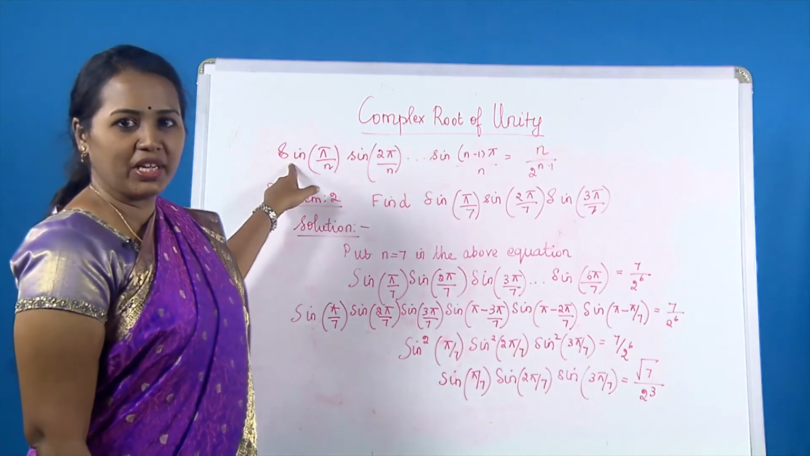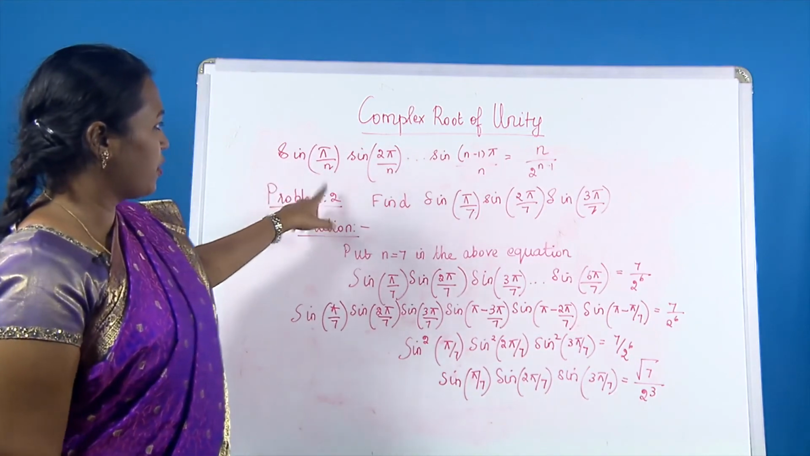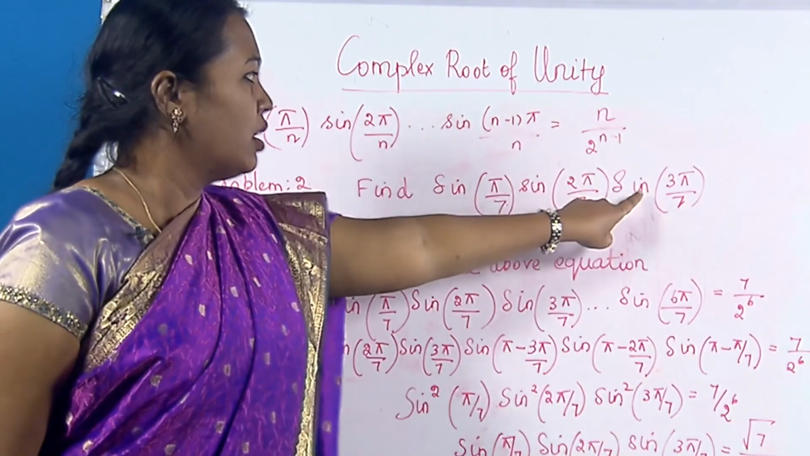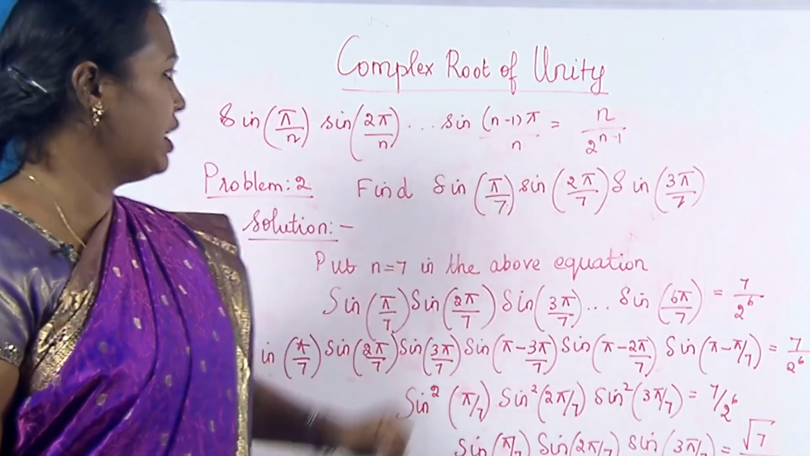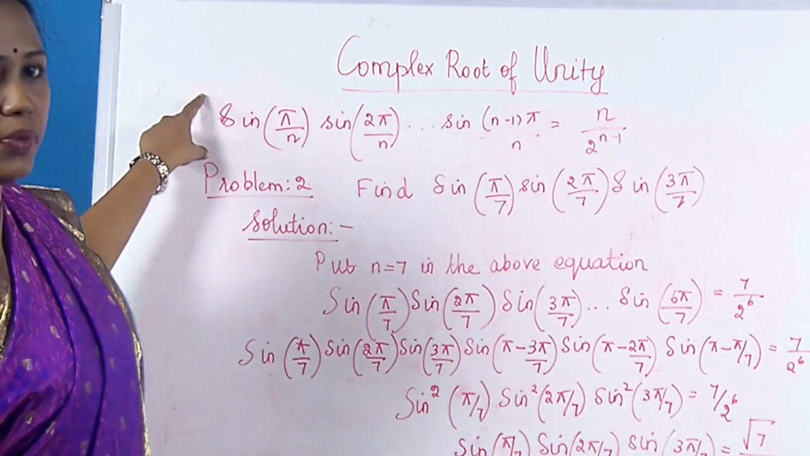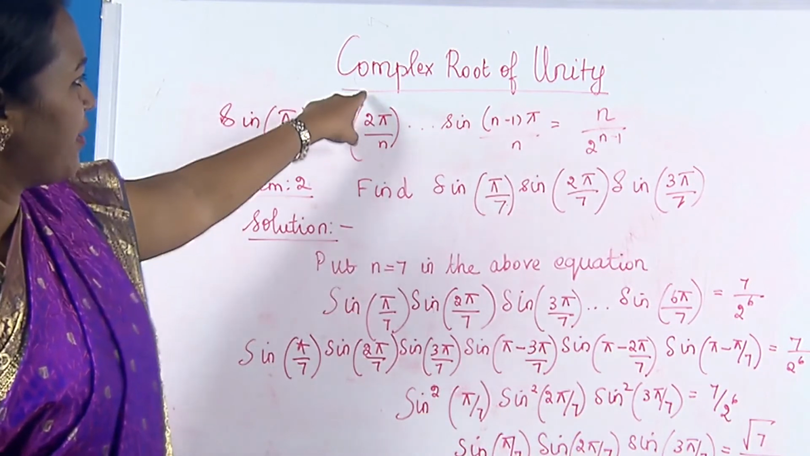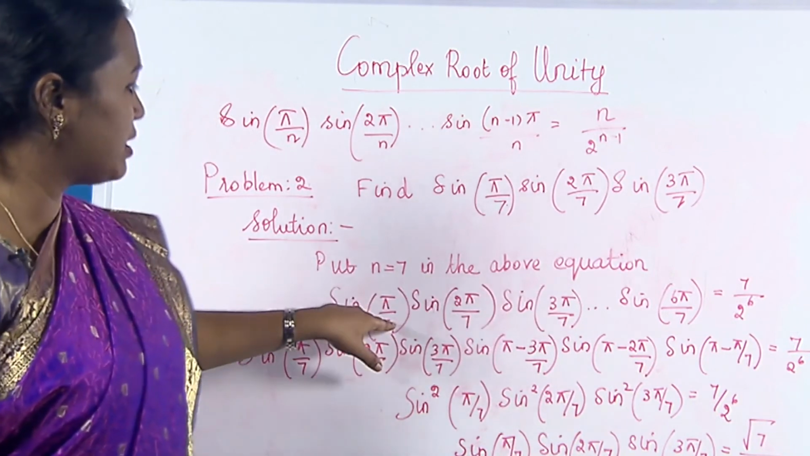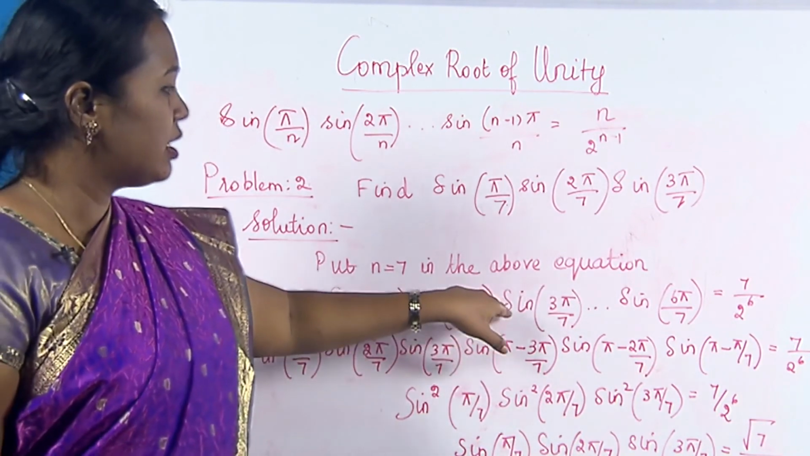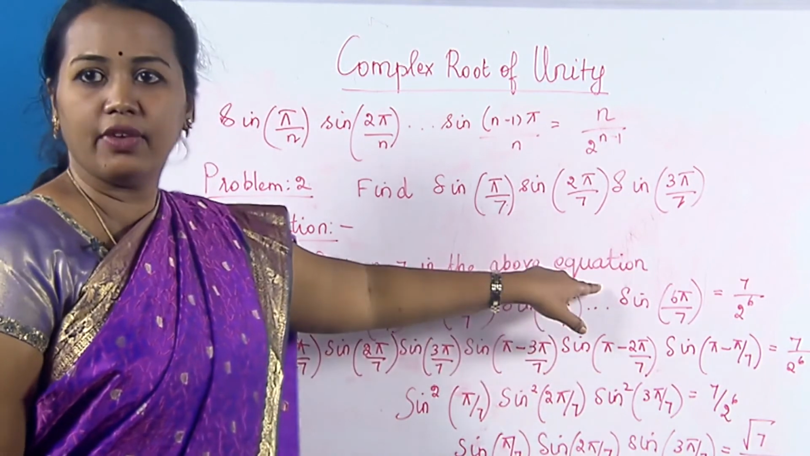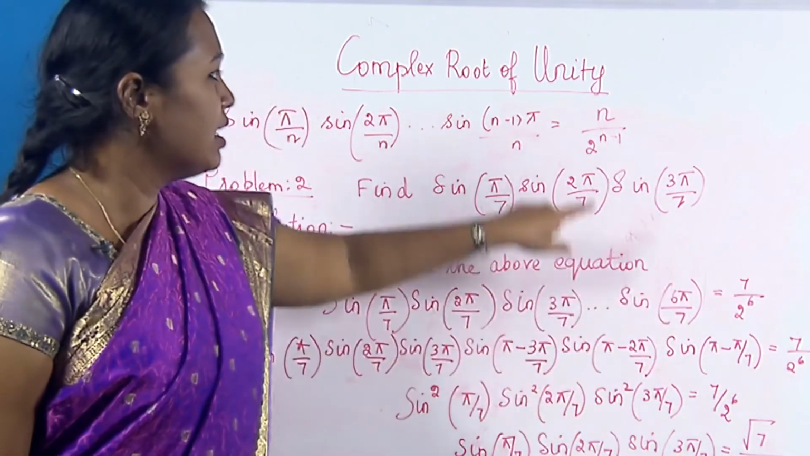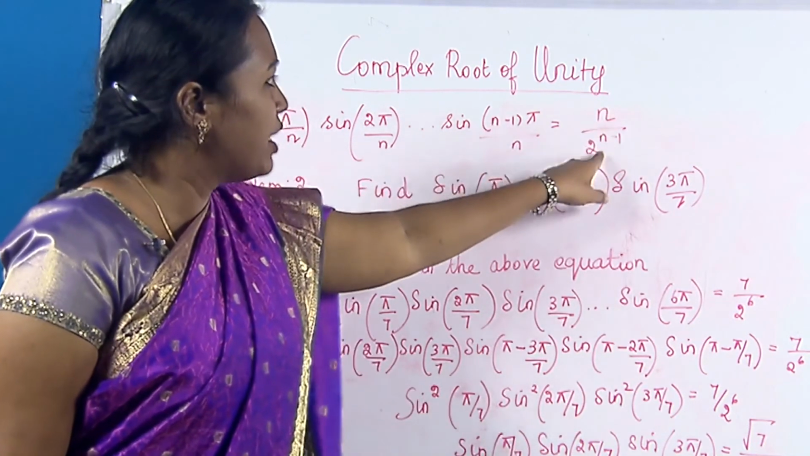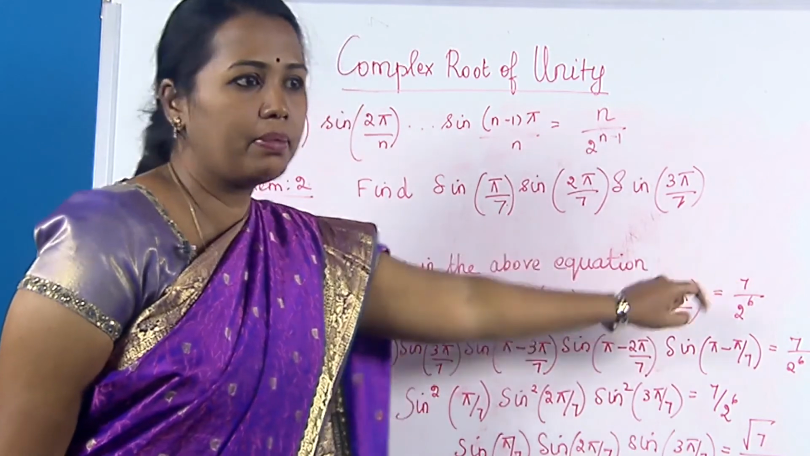Now this is the result we just derived, and this is the problem we are going to do. We have to find the value of sin pi by 7, sin 2 pi by 7, sin 3 pi by 7. So the product of these 3 terms. We know this equation. Let us put n is equal to 7 in this equation. So we get sin pi by 7 times sin 2 pi by 7 times sin 3 pi by 7, sin 4 pi by 7, and so on up to sin 6 pi by 7, because it is n minus 1 pi by 7, and n by 2 power n minus 1, therefore we get 7 by 2 power 6.